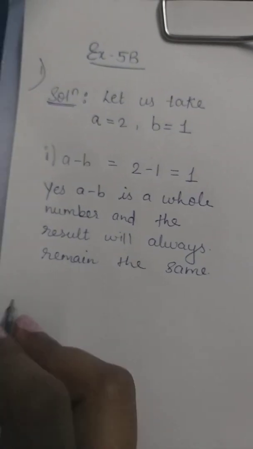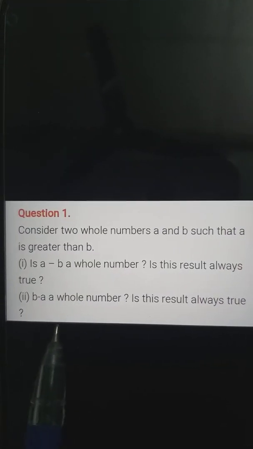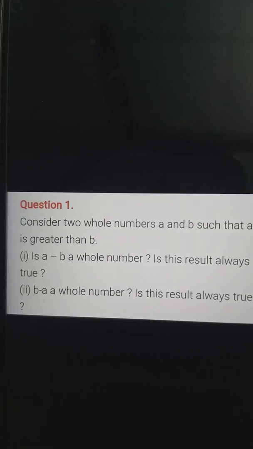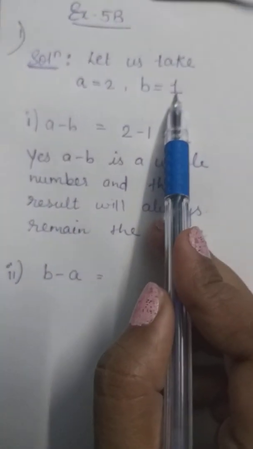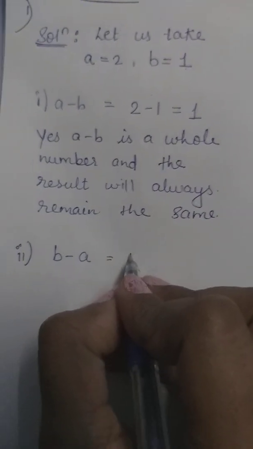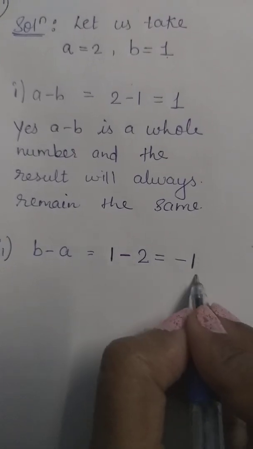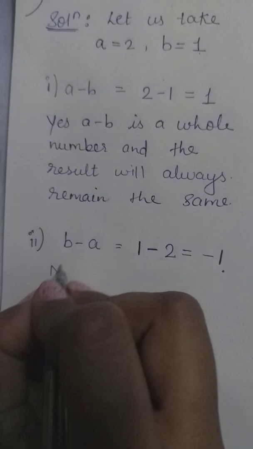Now second condition. See in the question: is b minus a a whole number? Is this result always true? Now we'll do b minus a. So the value of b is 1 and the value of a is 2. So I'll do 1 minus 2. 1 minus 2 is equal to minus 1. So is minus 1 a whole number? No, it is not a whole number. So I'll write the reason.